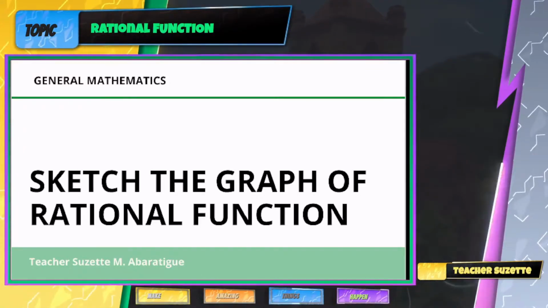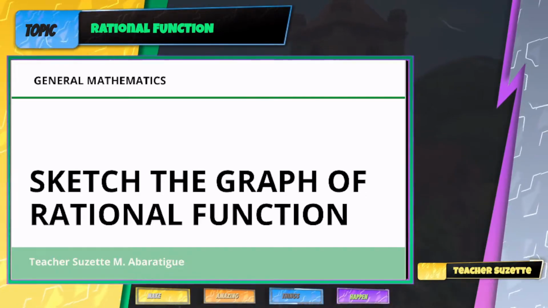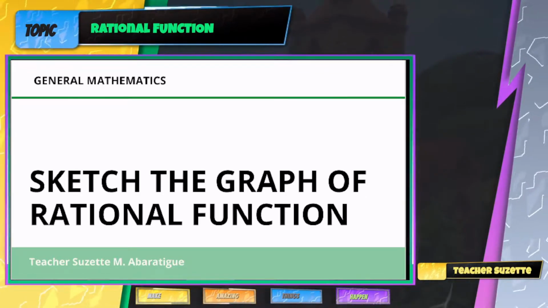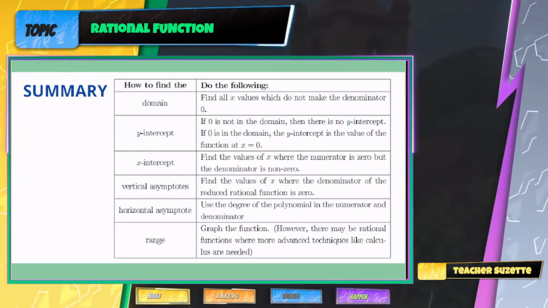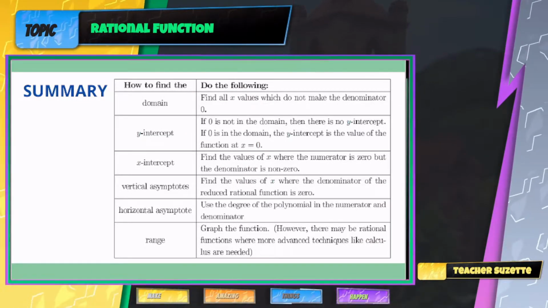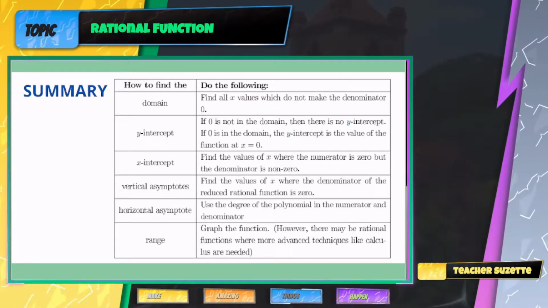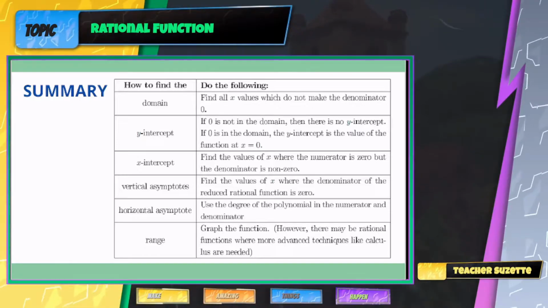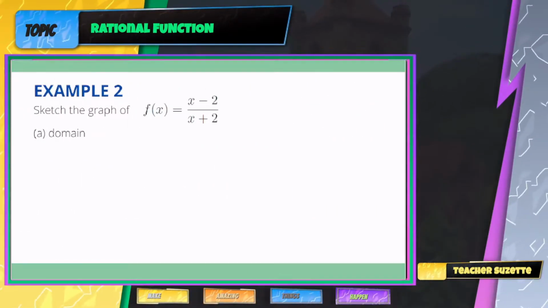Hi class, in this video we are going to continue our discussion regarding sketching the graph of rational functions. Here are the summaries of the terms that you are going to find in the graph of your rational function and how to do it. So please take note of that. Then let's proceed to our example number 2.